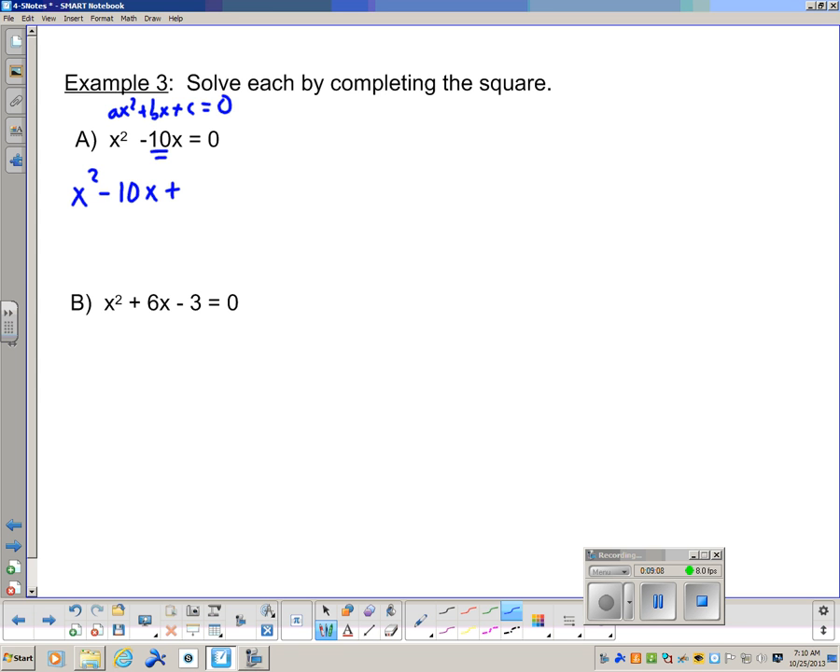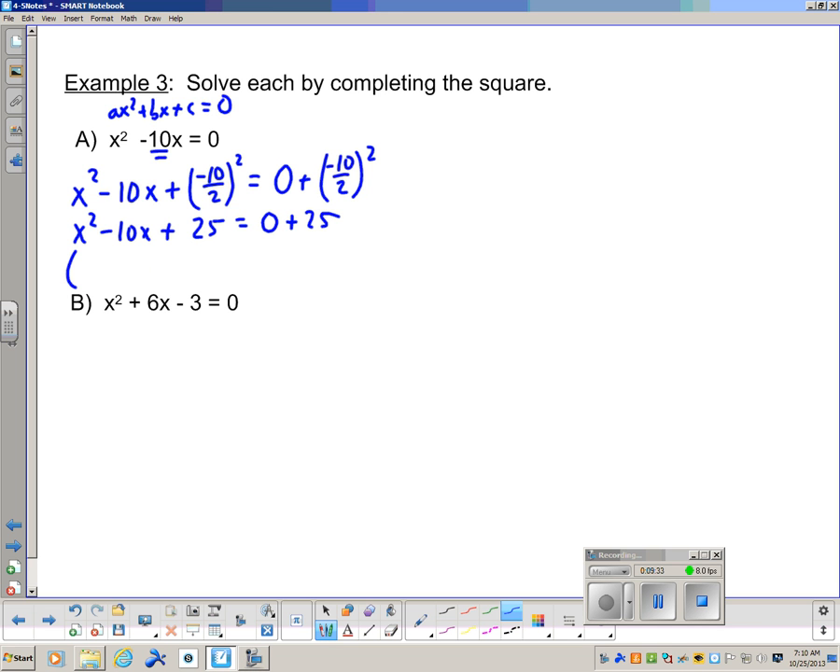I'm going to add b, which is negative 10, divided by 2, and I'm going to square it and add to both sides. So I'm going to do that on the other side as well. I'm going to take b divided by 2 and square it. So really, negative 10 divided by 2 there is negative 5, and squared it, I get 25. So really, I'm adding 25 to both sides.